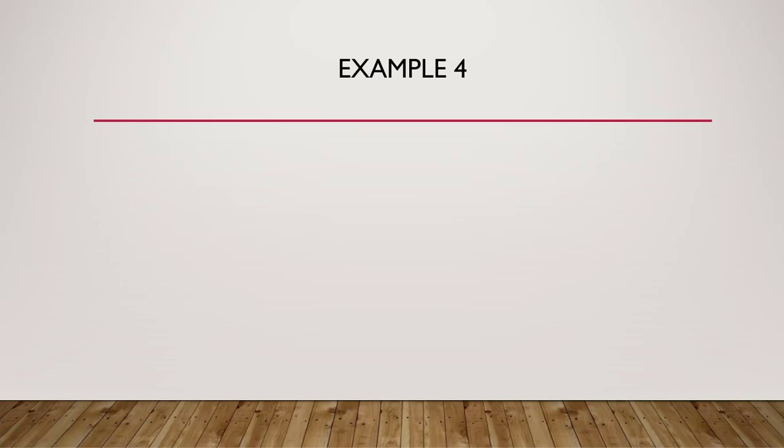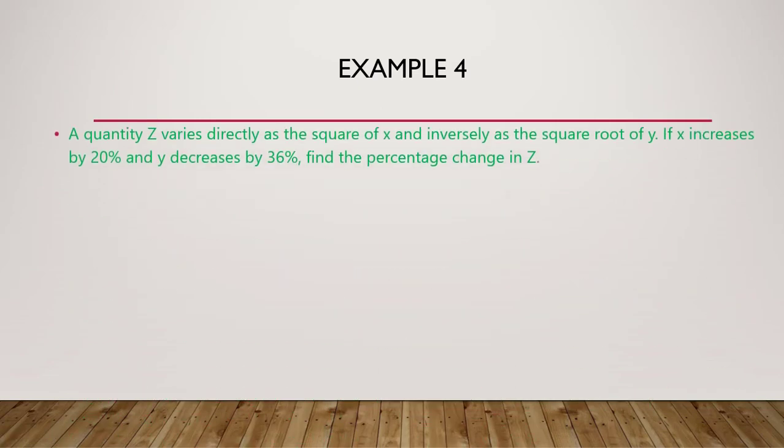It is example 4. And with example 4, we are given a quantity z varying directly as the square of x and inversely as the square root of y. If x increases by 20% and y decreases by 36%, find the percentage change in z. Guys, look here. We have a combination of two types of variation, direct variation and inverse variation. This is a very interesting question. We need to exercise what we have learned previously.